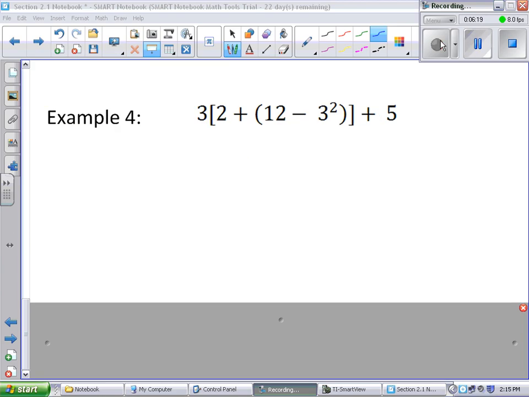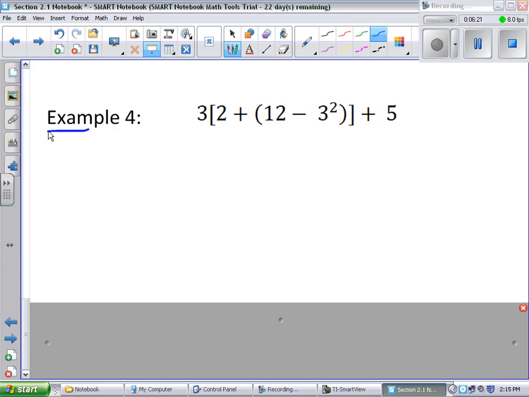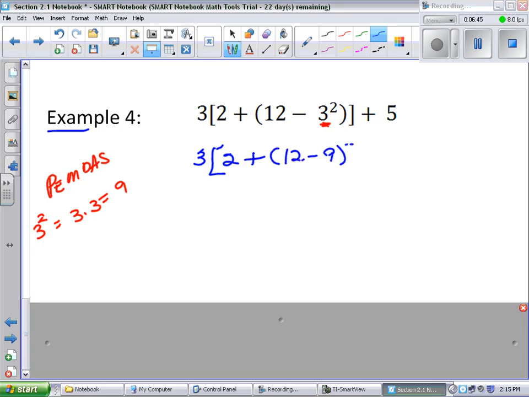Example 4. I will want to take care of this 3 squared first. It's exponents. Please excuse my dear Aunt Sally. We know that 3 squared is 3 times 3, which is 9. So I'm going to fill that in. 3 times 2 plus 12 minus 9 plus 5.